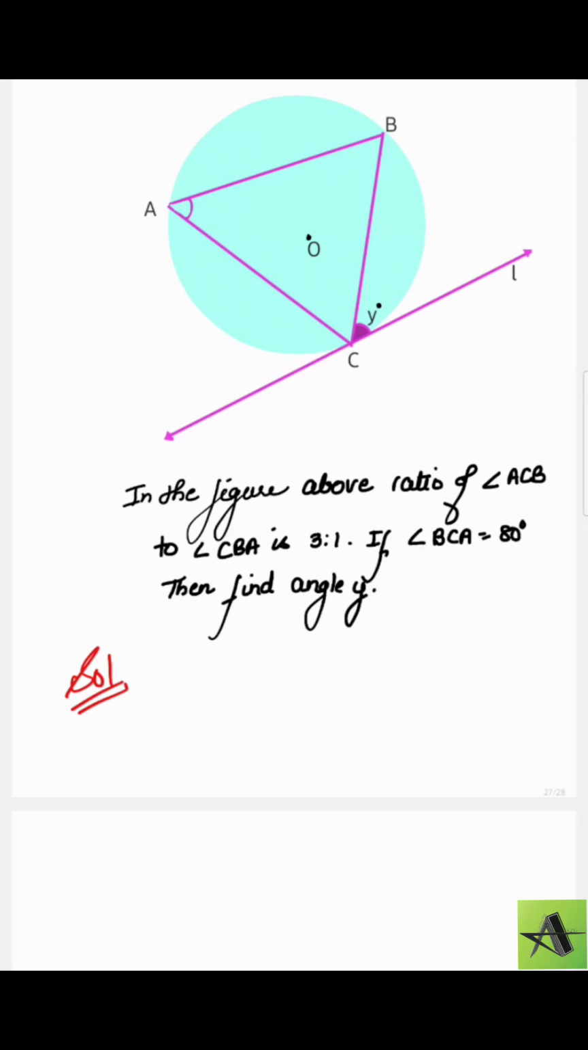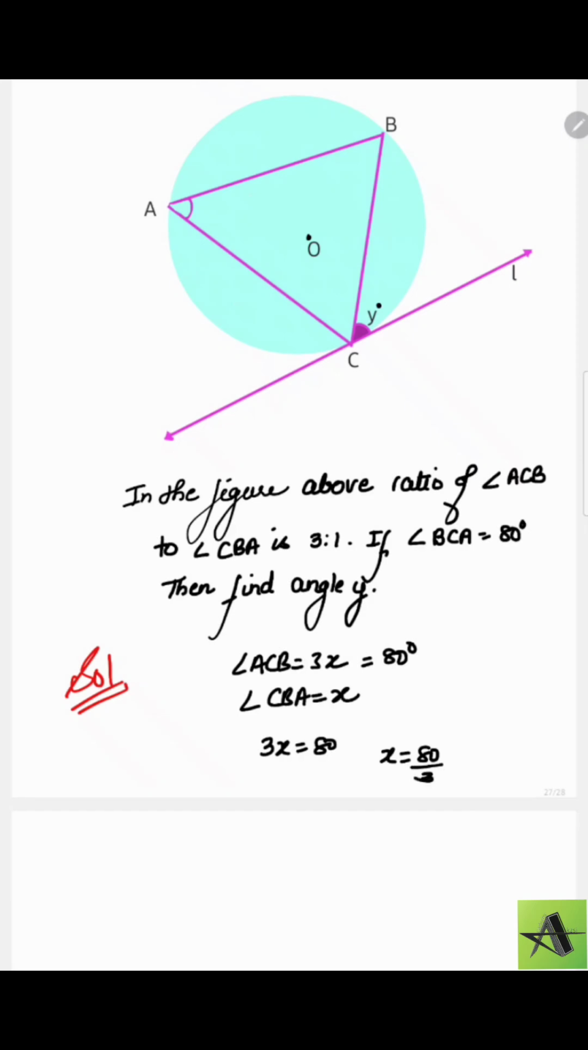So we know if angle ACB is 3x, angle CBA is equal to x. Angle ACB or BCA, they are both entirely the same. So this is equal to 80 degrees. That means if 3x is equal to 80, then x is equal to 80 over 3.